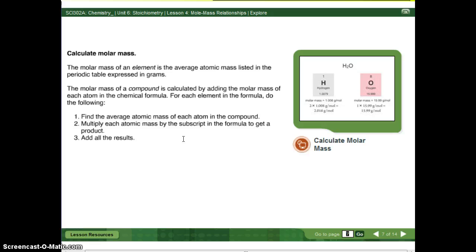Calculate molar mass. The molar mass of an element is the average atomic mass listed in the periodic table expressed in grams. The molar mass of a compound is calculated by adding the molar mass of each atom in the chemical formula. For each element in the formula, do the following. Step 1. Find the average atomic mass of each atom in the compound. Step 2. Multiply each atomic mass by the subscript in the formula to get the product. Step 3. Add all the results.